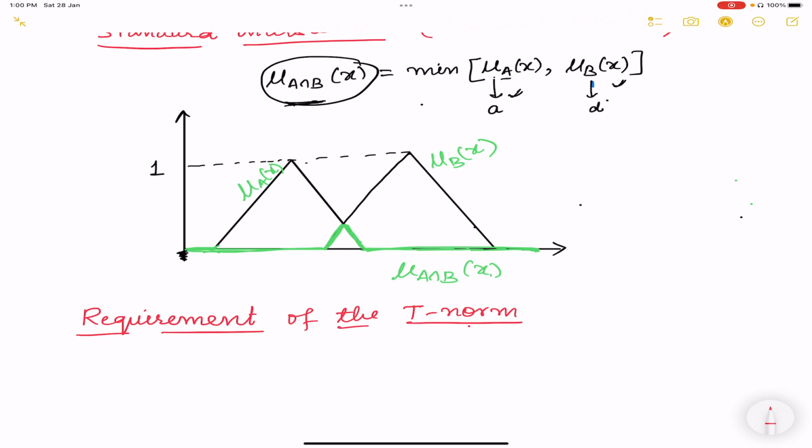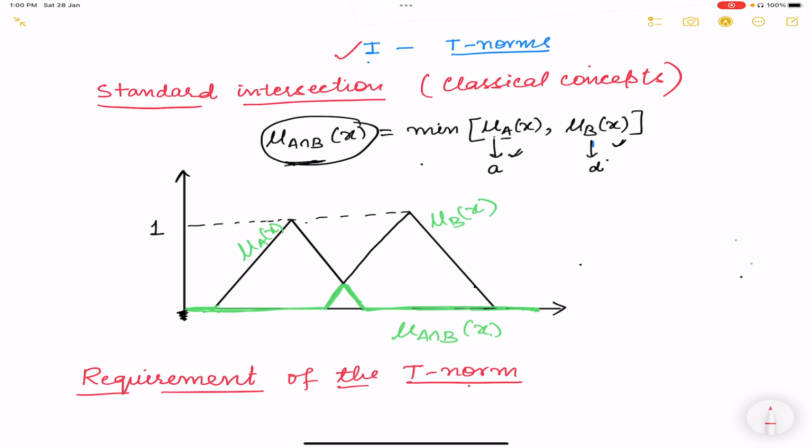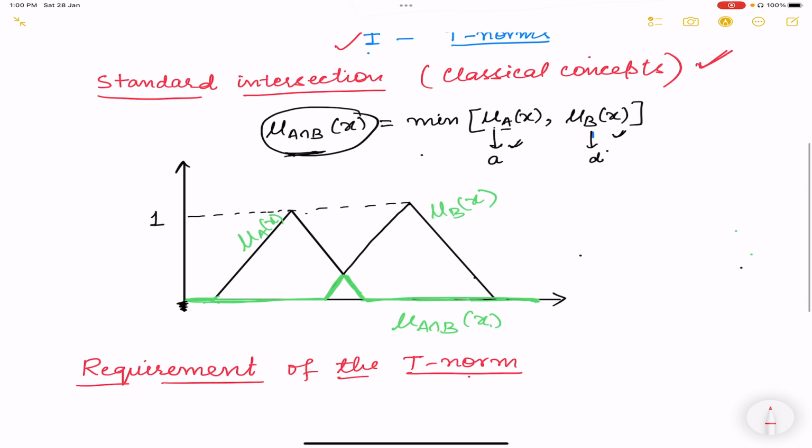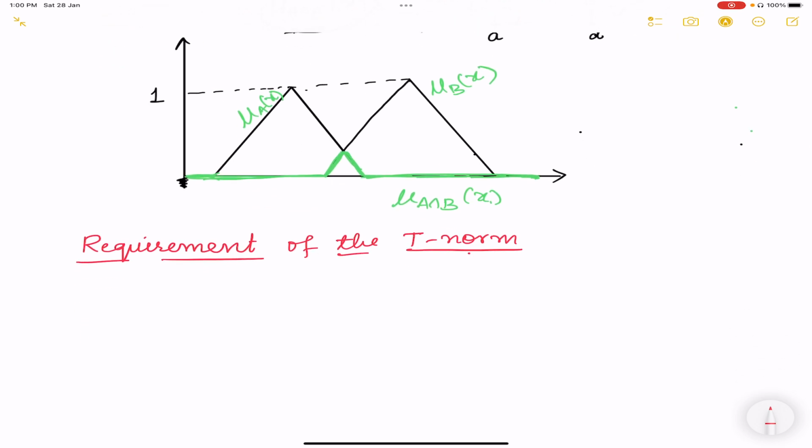If you have studied classical mathematics, there was only one intersection, and here in fuzzy we'll define different types of intersection. The first one was the standard intersection, which is defined here. Let us move to those axioms. If satisfied, the function is called a fuzzy intersection. So axioms of the intersection function.